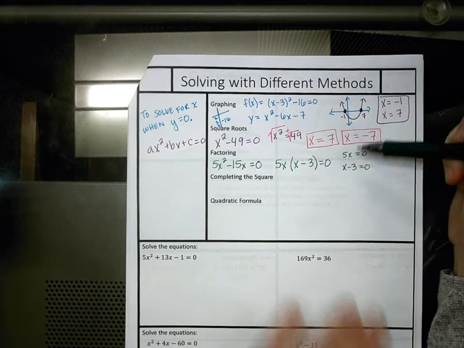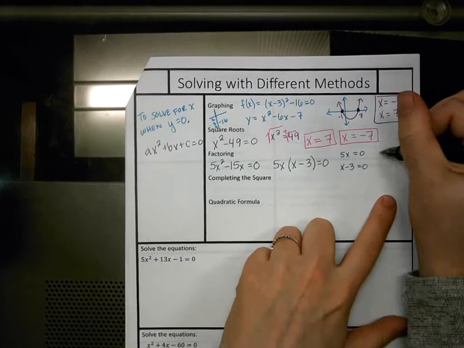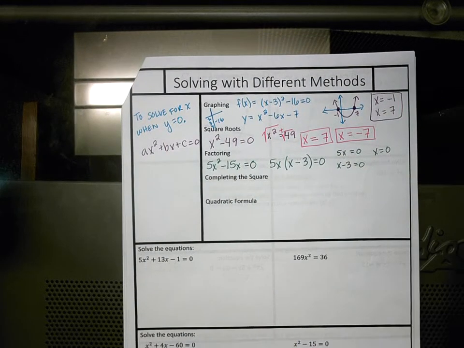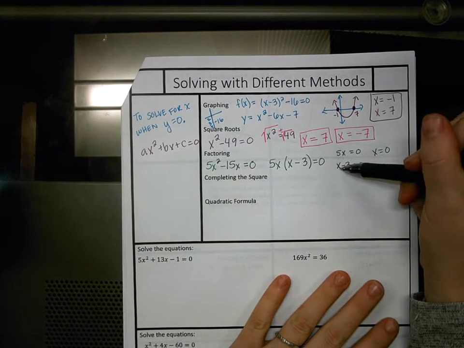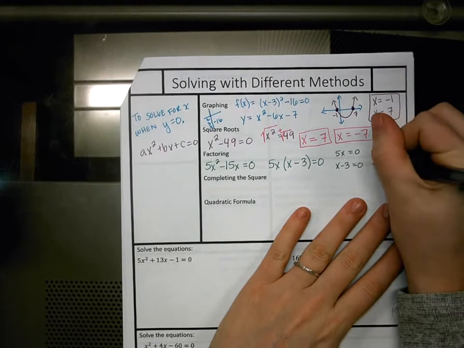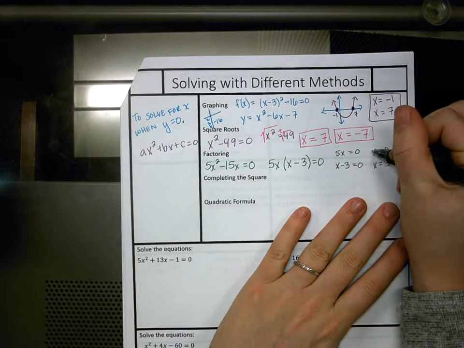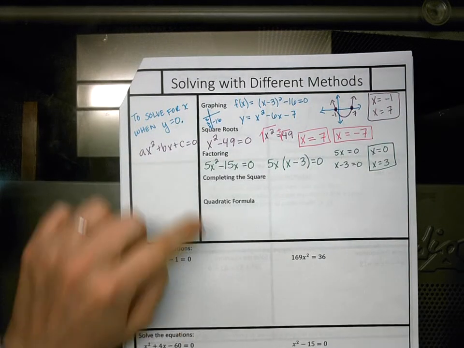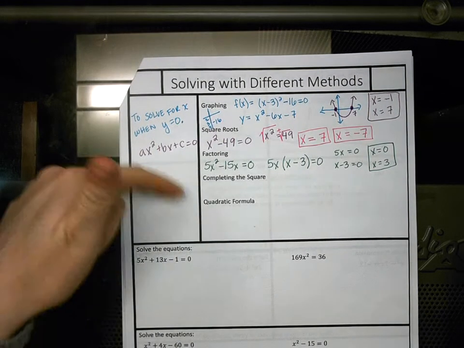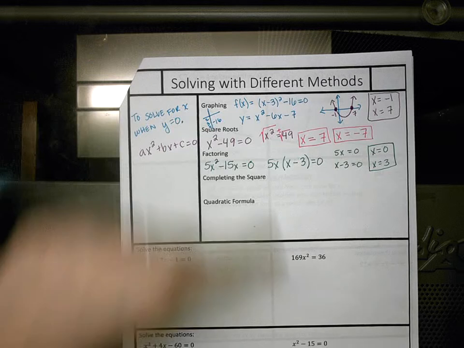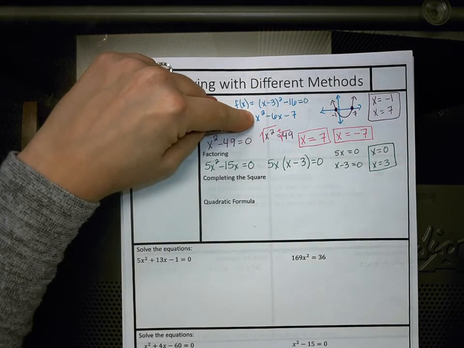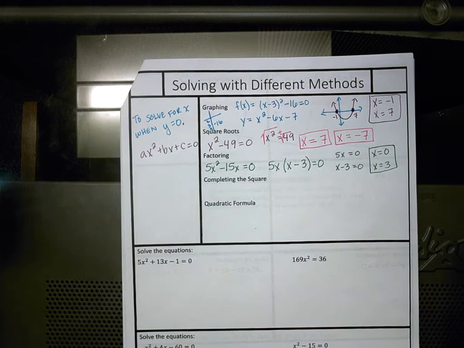Well, what number times 5 will give me 0? 0 times 5 will give me 0, so x equals 0 is one of my solutions. What number minus 3 will give me 0? 3 minus 3 is 0, so my second solution is 3. That would be a great one to use factoring on. We can also factor certain trinomials. This trinomial at the top is factorable, so it would be a good way to find these two solutions as well.